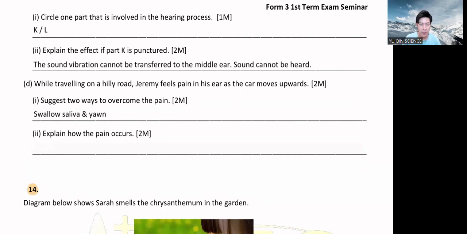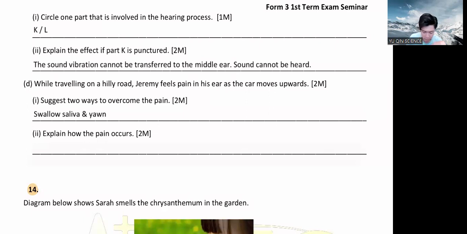If you think, oh, drink water, eat sweets, try to avoid that kind of answer, because drinking water or eating sweets is basically swallowing saliva. It's under the same category. Can we say open mouth? I cannot accept open mouth, eat sweets or drink water either. I think most of your teachers will not accept that. Make sure you are more straightforward. What you're trying to do is swallow saliva or do the yawning motion.